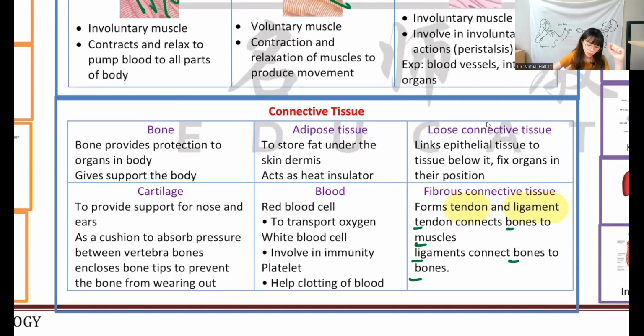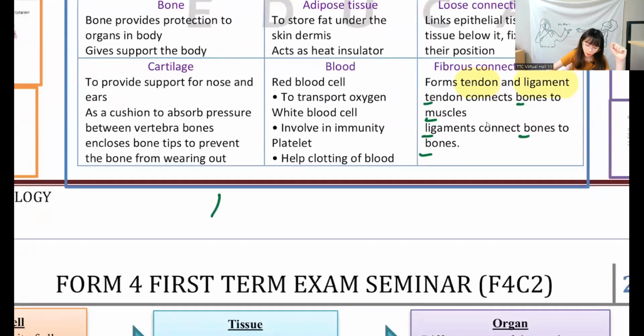Okay, imagine this is bone and bone. Let me draw for you to see. This is bone. This is bone. Sorry, I draw a bit ugly. This area is the cartilage. Your ligament will be somewhere around here. The ligament should be at the back side because we have a lot of muscle, so we cannot feel there's any ligament.